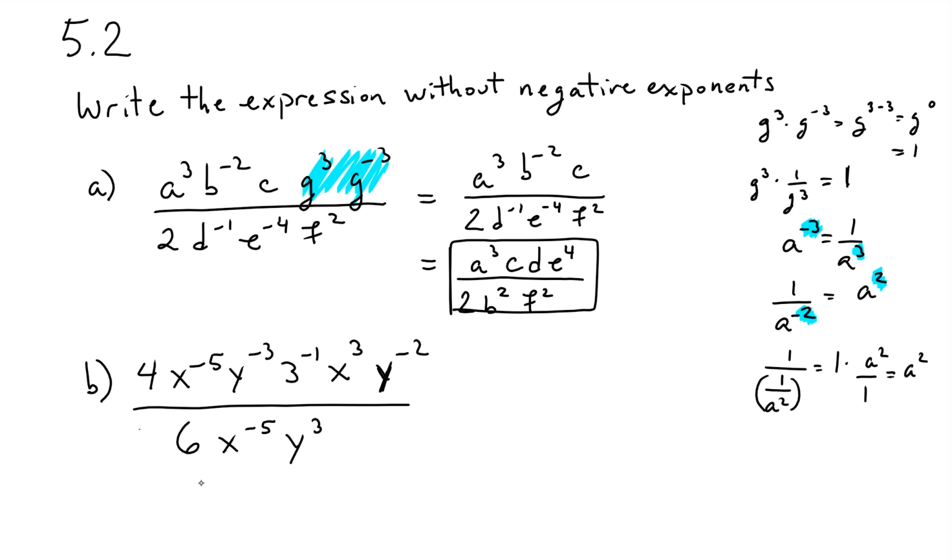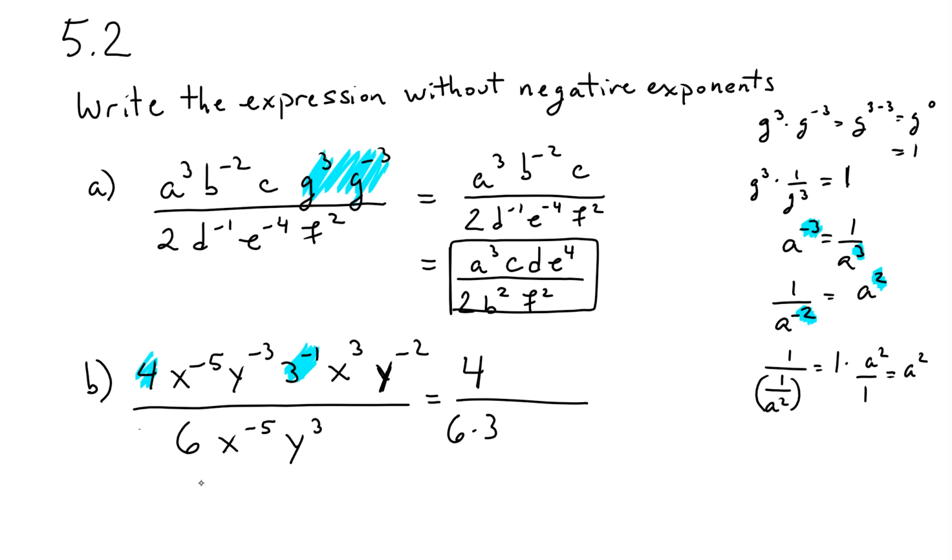Okay, next example. Once again, I will simplify my numerator first. If I look at my constants, there's 4 times 3 to the minus 1. At this point, I could say, well, 3 to the minus 1, I'm already going to send it down because it has a negative exponent. So I could already send it down here.